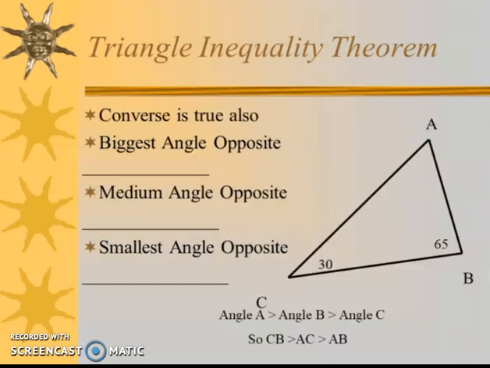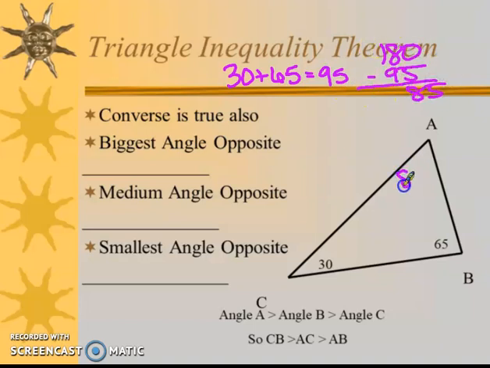Now, when we are given only 2 angles in the problem, we need to use what we know about triangles. In triangles, there's 180 degrees. So the first thing I'm going to do is add 30 and 65 to get 95. Well, then I'm going to take 180 minus 95, and I'm going to get 85 degrees. That tells me angle A is 85 degrees.